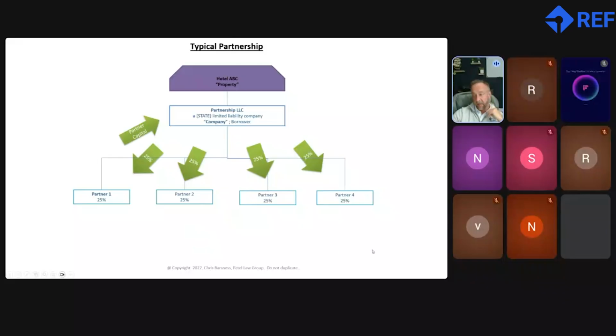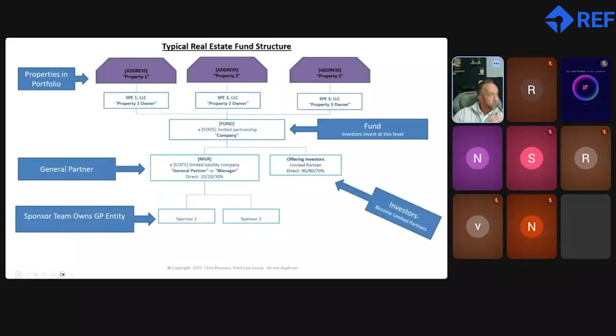Typical partnership. So a partnership can be through an LLC or can be direct. In this example, this is through an LLC, but basically each partner comes in, puts something towards the purchase of a property, and gets some kind of distribution out of it.